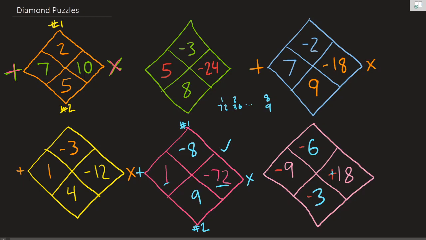And so if you've got a positive product and a negative sum, you're going to get two negative numbers. And if you've got a positive sum with a negative product, you're always going to have one negative number and one positive number. And that is diamond puzzles.